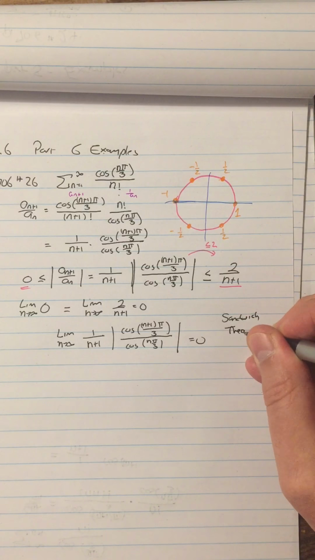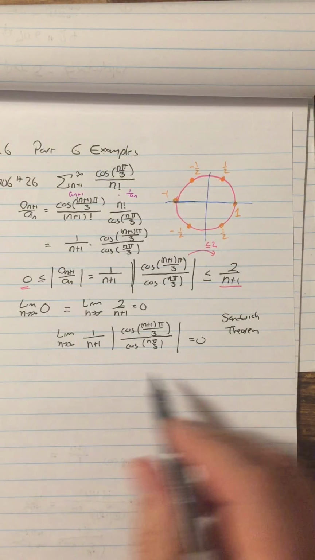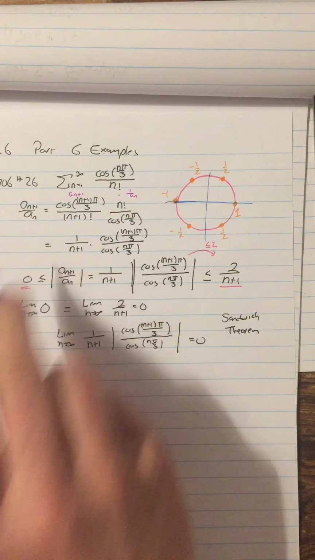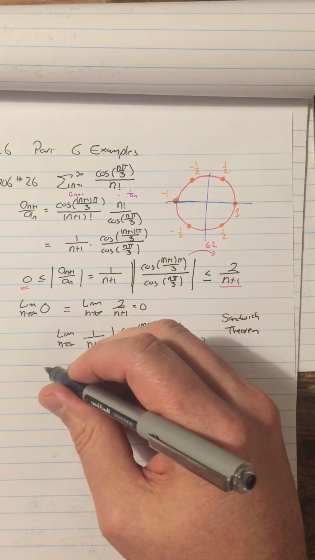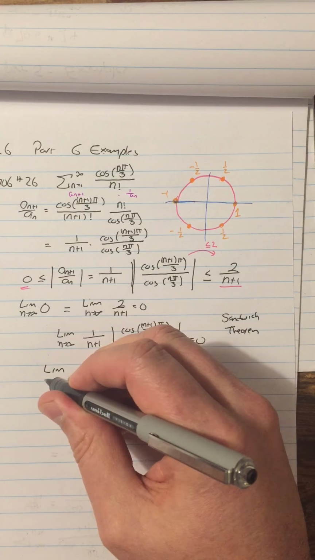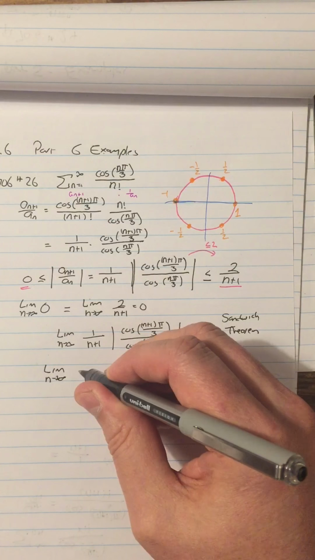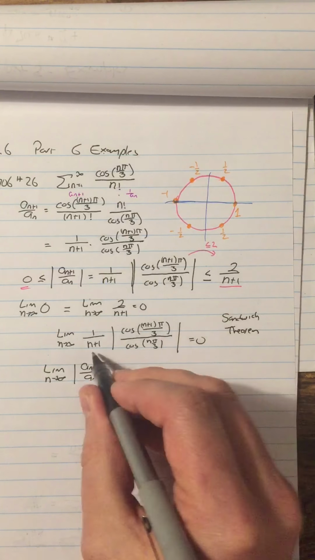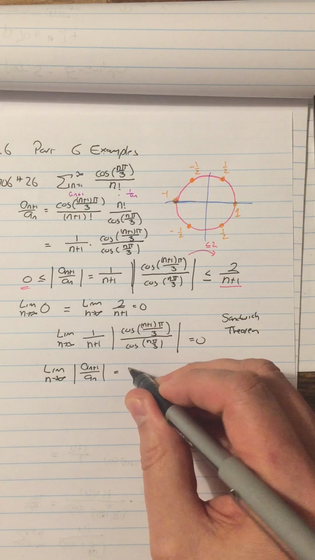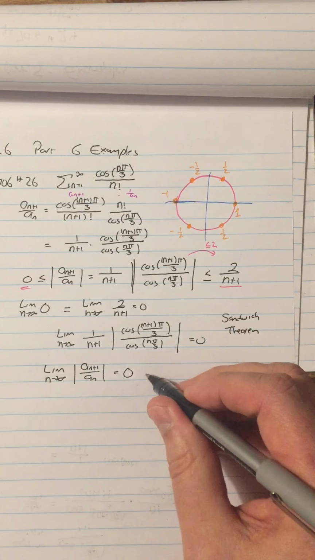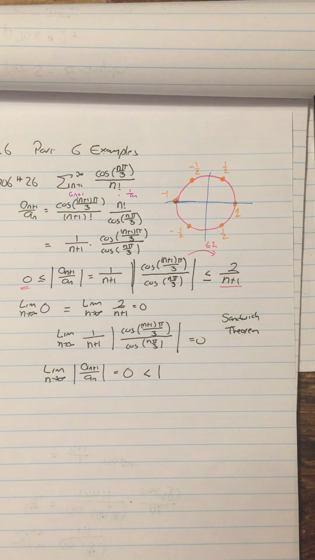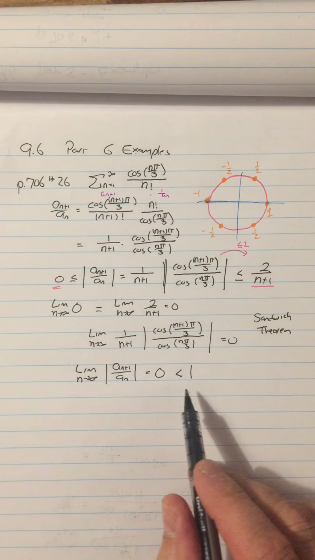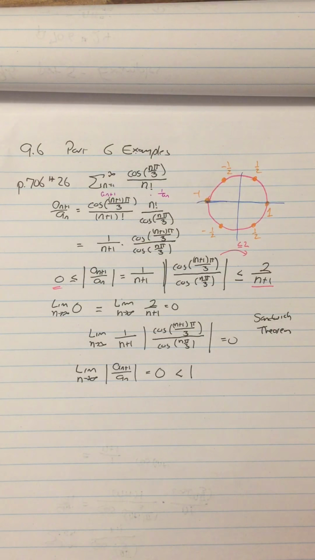All right, so now I know that this limit is 0, but that limit was the limit of the absolute value of a sub n plus 1 over a sub n. So now we have the limit as n approaches infinity of the absolute value of a sub n plus 1 over a sub n equals 0. And what we like about the number 0 is that it is less than 1. For the ratio test, all you need the limit to come out to be is less than 1. And in fact, it is less than 1.